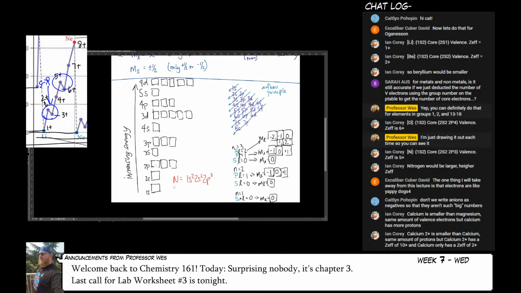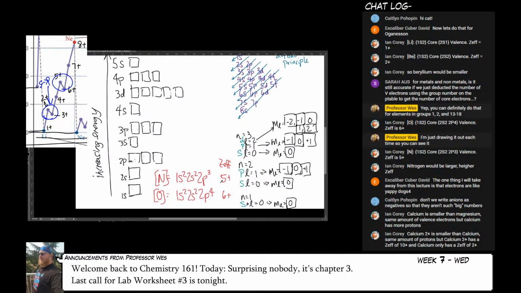3, 5, 7. Yeah, that's right. And then oxygen is this. And then we have Z effective of 5 and 6. Make it a little bigger so we can see it. All right, so I'm going to draw in nitrogen. 3, 4, 5, 6, 7. There's my nitrogen. And then in a different color, I'm going to add in the next electron for oxygen.